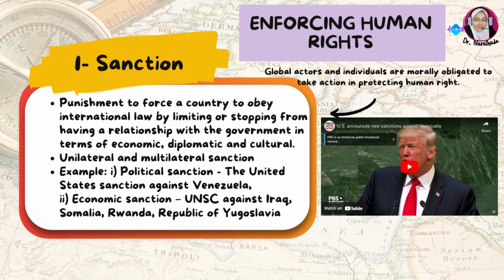For example, we have political sanction, such as the United States sanction against Venezuela, and we also have economic sanction, for example, by the UNSC, the United Nations Security Council, against Iraq, Somalia, Rwanda, the Republic of Yugoslavia, and so on and so forth.